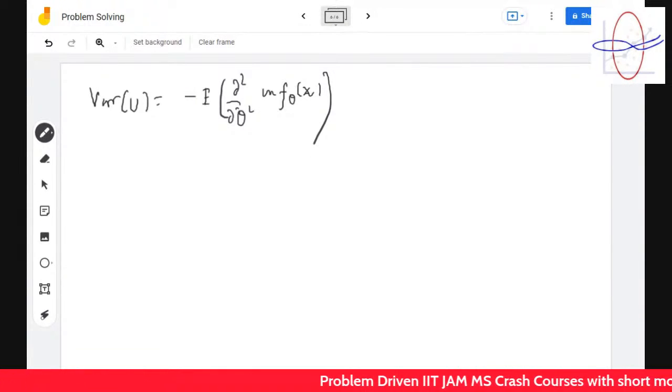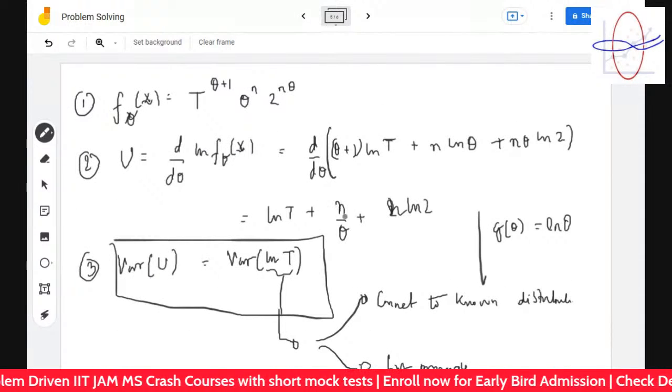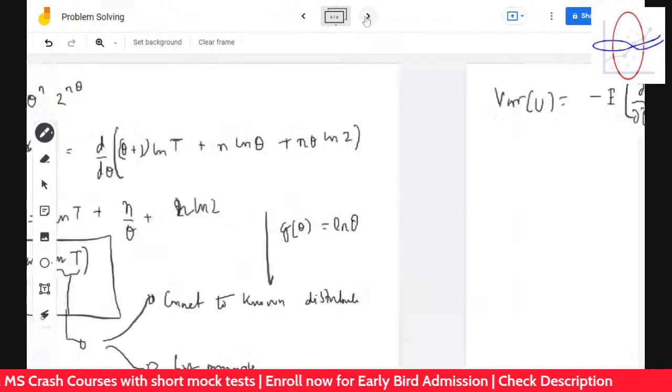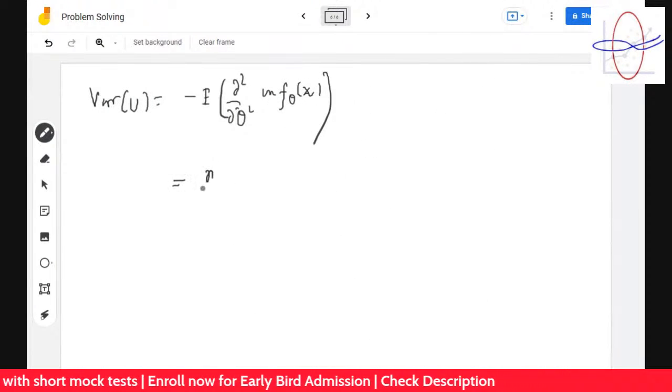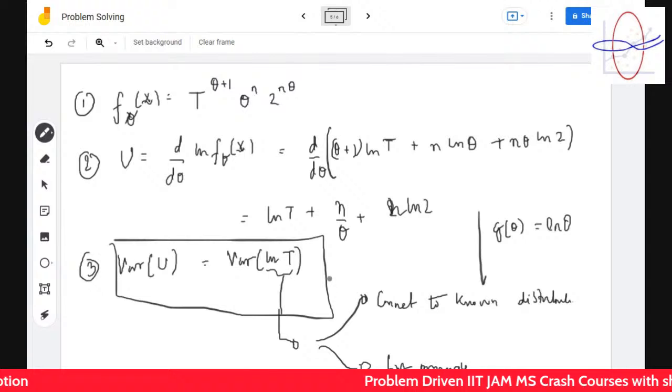So what Rishabh is telling is that we can use this also to find it. And if you see, it's really easy over here. It's minus n by theta square. So it's minus minus, it's n by theta square. That's very good, and because it's a constant, we have found out that this is equal to n by theta square.